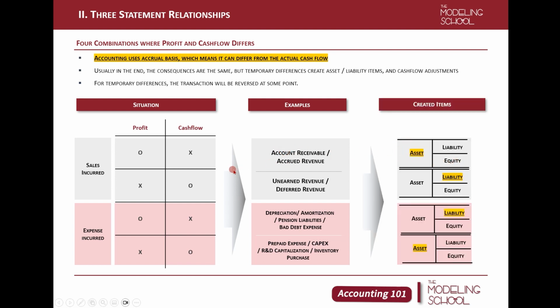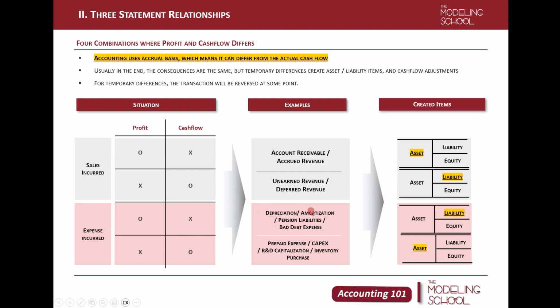On the other hand, if we had a cash inflow, but we haven't recognized it as revenue yet, these are items such as unearned revenue or deferred revenue. In this case, we have already collected cash, but we haven't yet fulfilled our obligations for the client or the customer. So in this case, we have a future liability. So unearned revenue and deferred revenue, these kinds of items are classified as a liability.